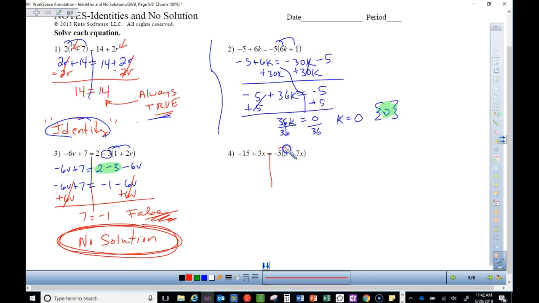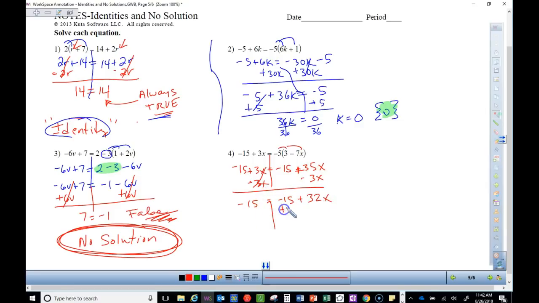All right, let's see. Number 4, we'll first distribute. So negative 15 plus 3x equals negative 15. And then negative 5 times negative 7 is positive 35x. So this one, no like terms on either side. So I'll do inverse operations to get my x's on one side. So when I minus 3, that cancels. And on the other side, I get 35 minus 3, which would be positive 32.